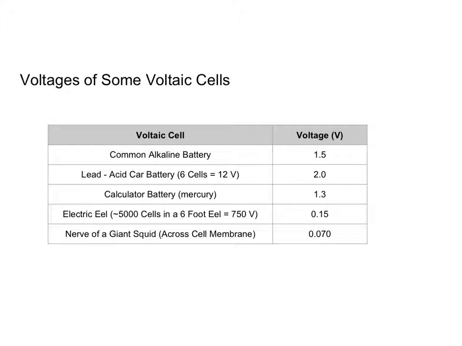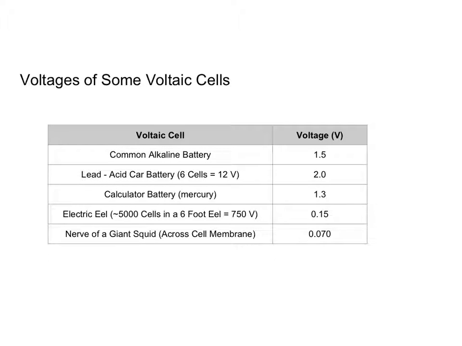Here are some examples of voltages of some voltaic cells that happen to be in existence. Your common alkaline battery has a voltage somewhere around 1.5. You link two of them together, it becomes a voltage of 3. So they're additive. Your lead acid car battery has 6 cells. Each of those cells produces 2 volts, so it's a 12 volt battery. So that's the battery that's in your car. Your calculator battery, if it's a mercury one, like one of those button ones, those circle ones that are completely useless, has a voltage capability of about 1.3.